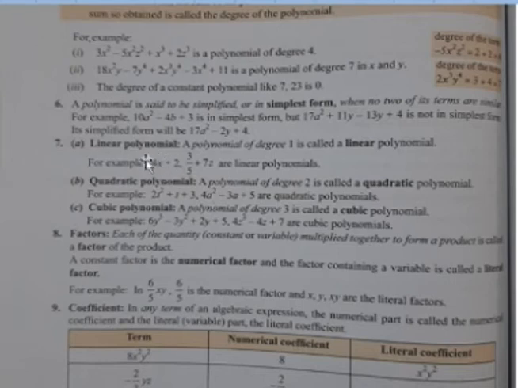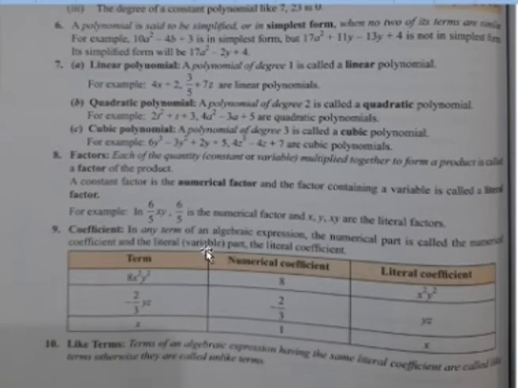So the degree of this polynomial is 1. So this is a linear polynomial. And what is a quadratic polynomial? When the degree of the polynomial is 2, it is known as a quadratic. So 4a square minus 3a plus 5. The degree of this polynomial is 2, so it is quadratic. And in a cubic polynomial, the degree is 3. The variable is y here, and the highest power is 3. So the degree is 3, so it is a cubic polynomial.